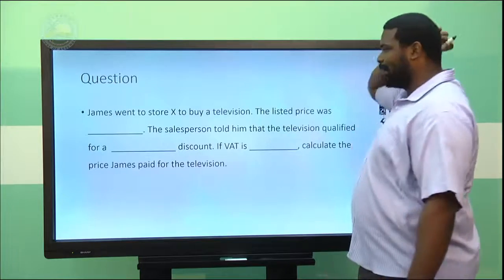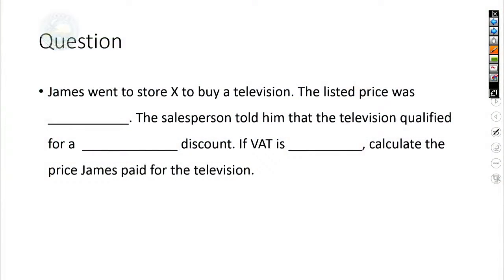So let's see if we could get a little bit of practice here. James went into store X to buy a television. The listed price for this television, let's say a 40-inch. People still just buy 40-inch screens? People have to go all 55 now. Let me say he's conservative and he goes and buys a 40-inch, and the listed price was $5,000 for this 40-inch TV.